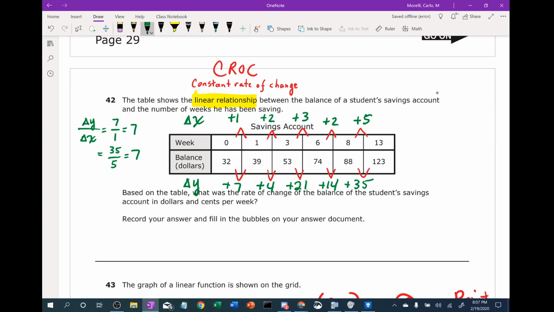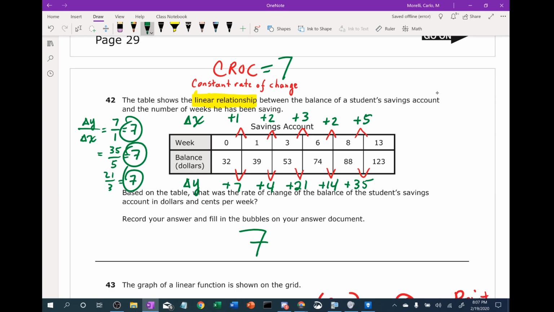Okay, you could pick one in the middle. 21 over 3. That equals 7. So it's 7, 7, 7. This is the slope. So the rate of change equals 7. 7 is the answer.